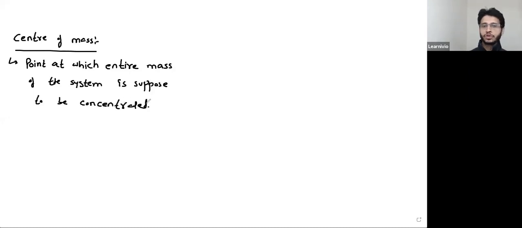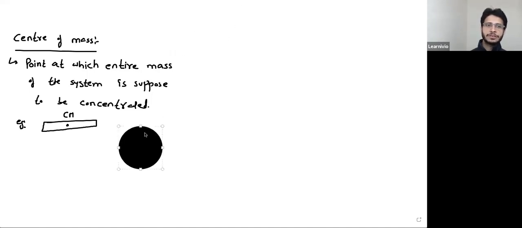So why am I saying supposed to be concentrated? Because it can happen that the center of mass of the system lies outside the system. See examples. If you have a rod, a continuous rod, the center of mass of the rod will lie at the center of the rod. Say you have a disc. The center of mass of the disc will lie at the center of the disc. This is the center of mass of the disc. This is rod. This is disc.